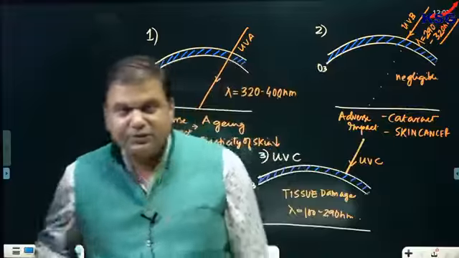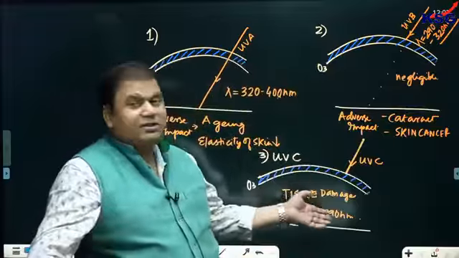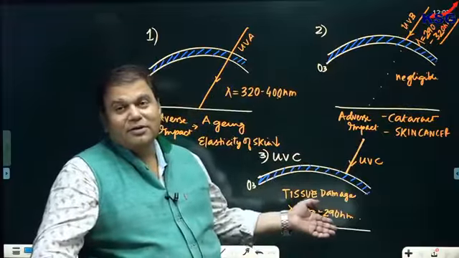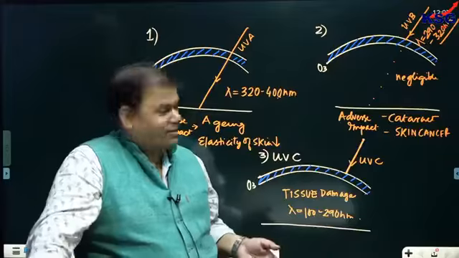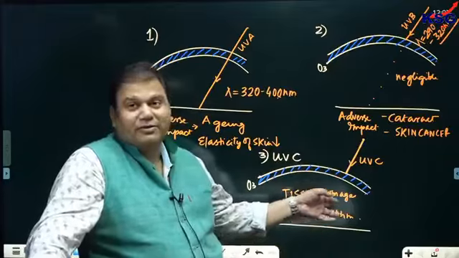Fine. So which would be more harmful? UVC would be more harmful. But UVC won't reach the surface of the earth. It is responsible for tissue damage. Death would take place.